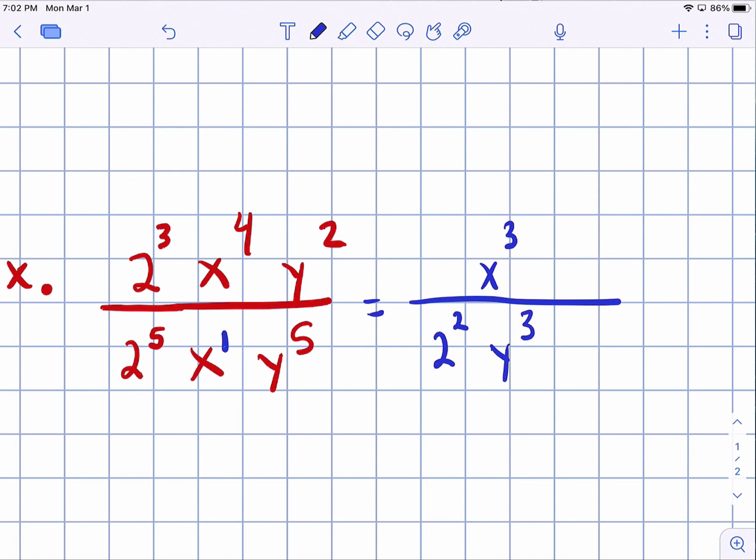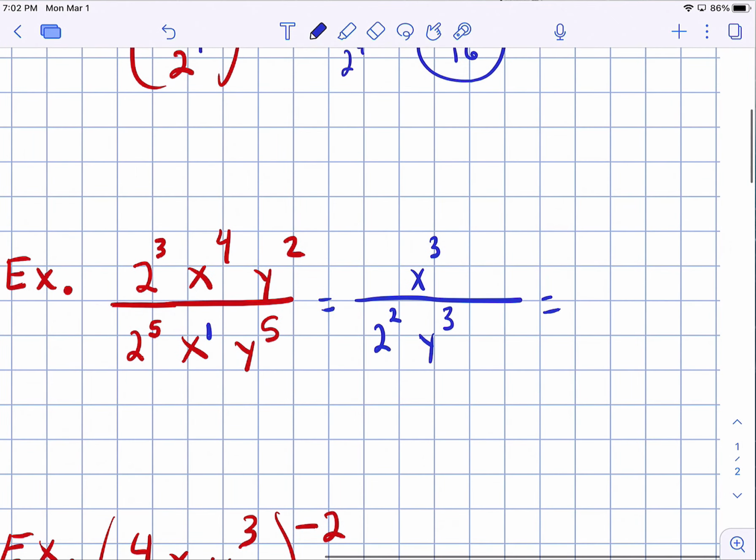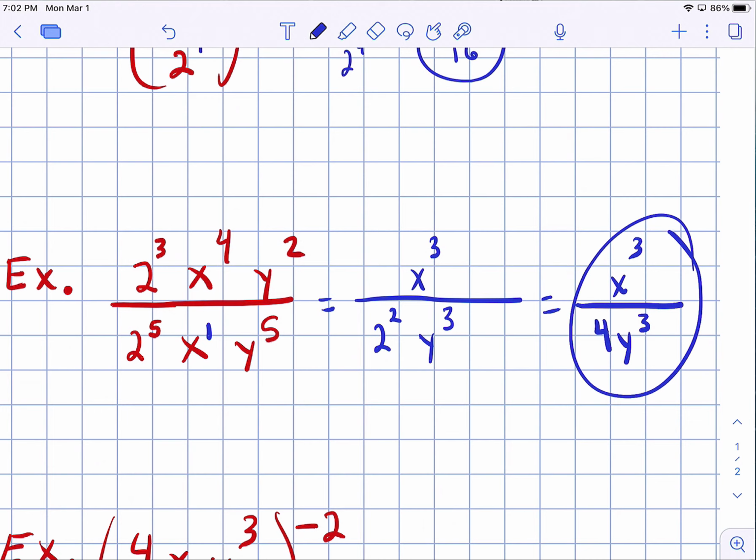And doing it that way will prevent me from having to worry about negative exponents, and from having to do that extra step of rearranging and changing things. Now, the only thing I am going to do is simplify 2 to the second, which is 4. And here I am done. I cannot do anything else.